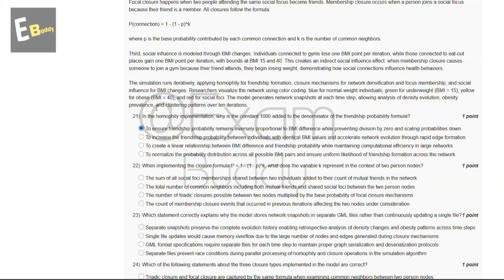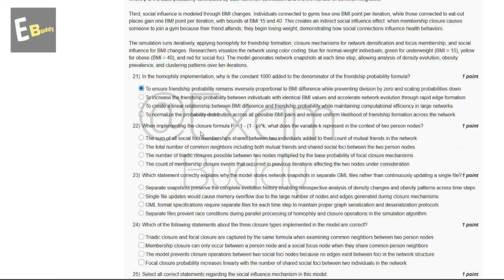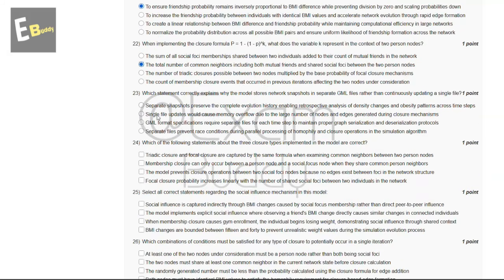And now let's go to our question number 22. When implementing the closure formula p = 1 - (1 - p)^k, what does the variable k represent in the context of two person nodes? So these are the options and the answer of our 22nd question is B. And now let's go to our question number 23. Which statement correctly explains why the model stores network snapshots in separate GML files rather than continuously updating a single file? So these are the options and the answer of our 23rd question is A.